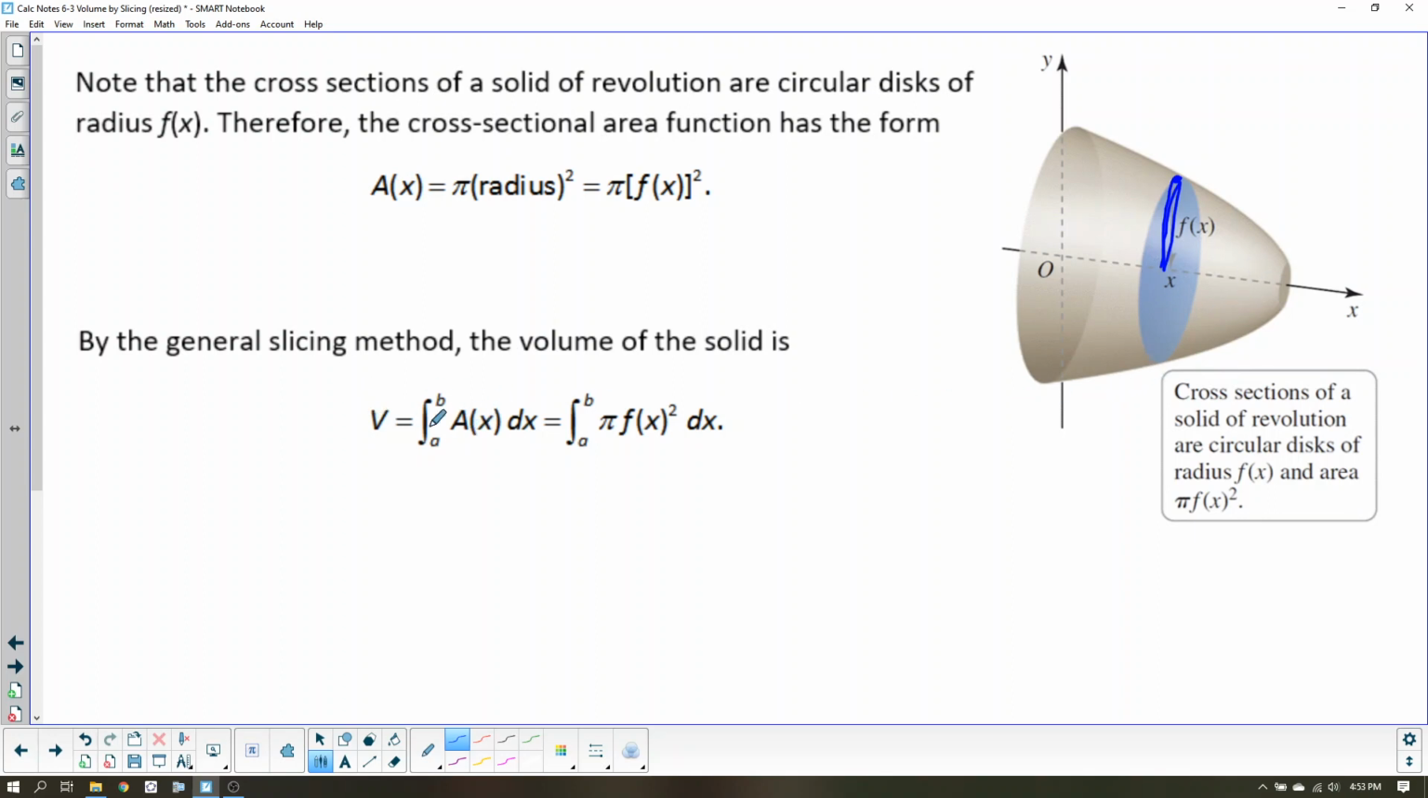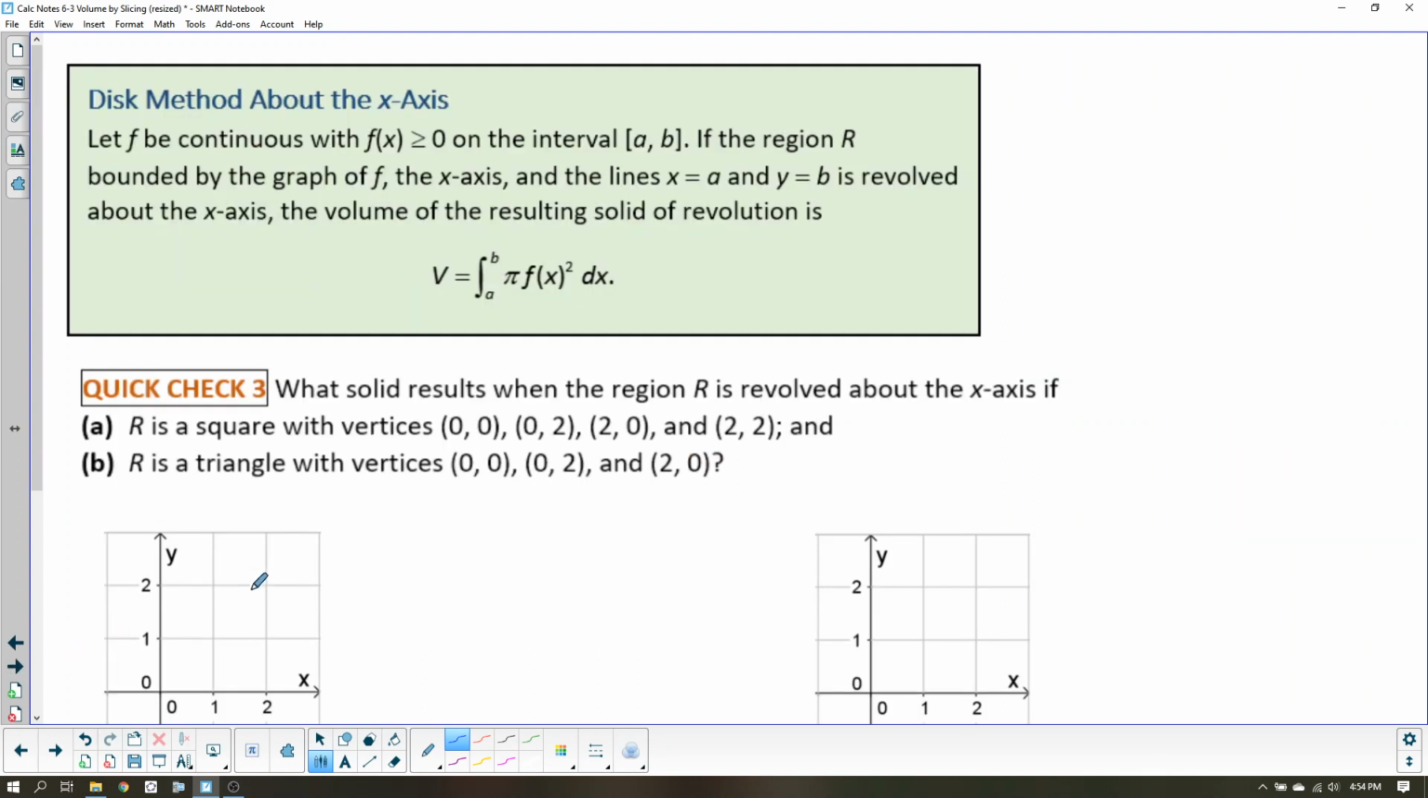So if we have A of x, we can write down the formula for the volume of that solid, which would just be the integral of the A of x formula, which would look like this. And for me, I will typically go ahead and just pull the pi out as well. It doesn't have to be pulled out, but that would be the same thing as well. That is what we oftentimes call the disk method, just because the cross-section looks like a circular disk. All right, so this is stating the same thing.